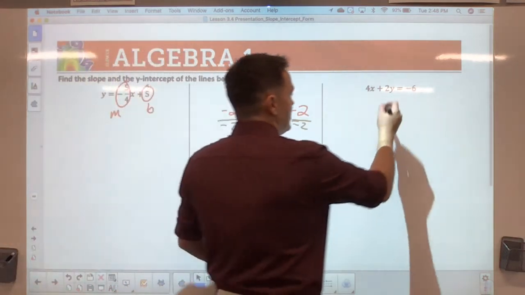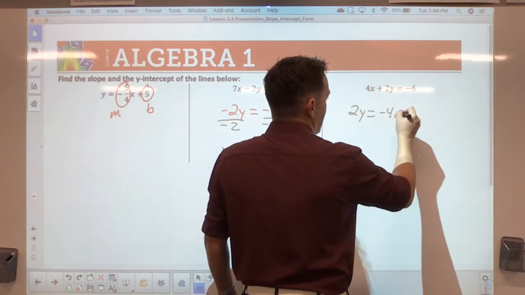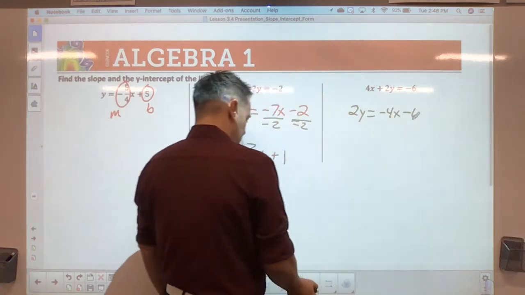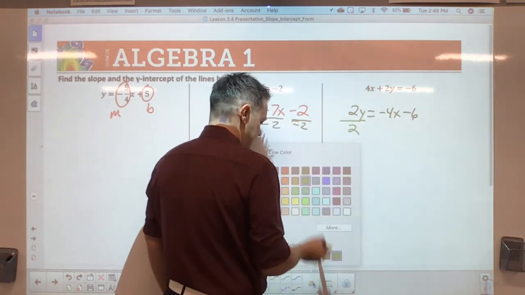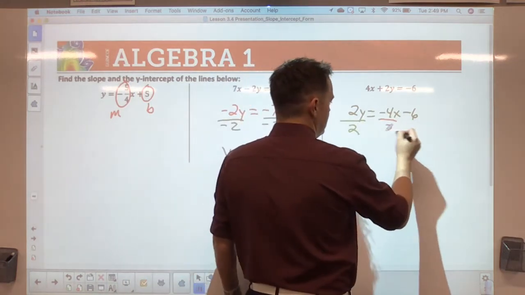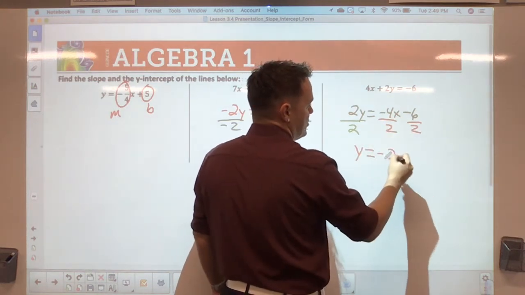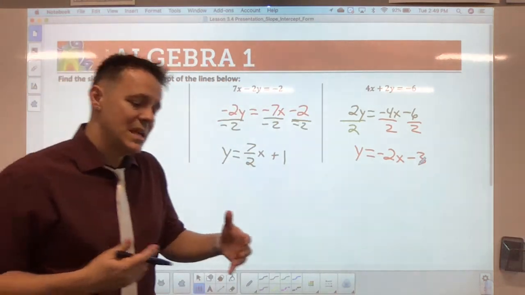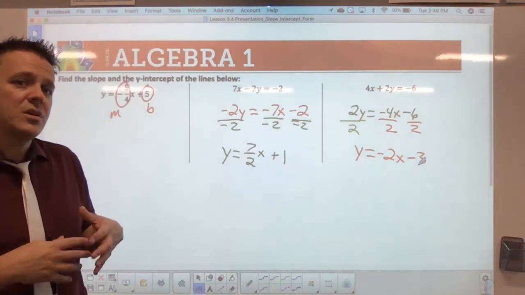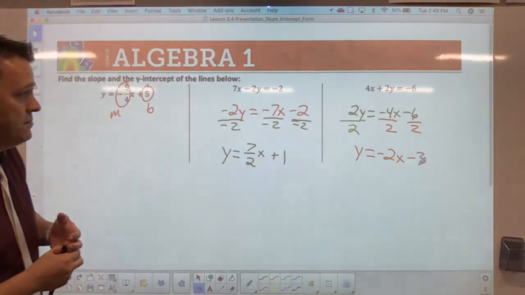All right, and then the next one here, same thing. So it would be 2y equals negative 4x minus 6. The next step is going to be to divide by 2 on both sides. So you have y equals negative 2x minus 3. So ladies and gentlemen, it's not too difficult, but please make sure as you're going through this process that you get these things done correctly, okay?